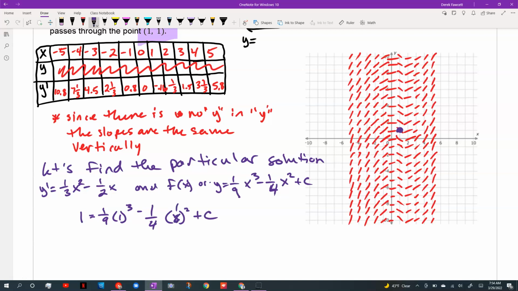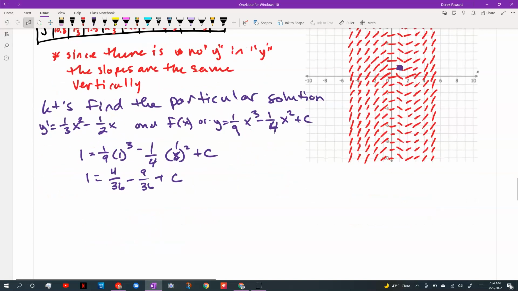When we go through and do that, you would get 1 is equal to, in order to add these together, 4 over 36 minus 9 over 36. And then you would end up getting negative 5 over 36. Add that over, and you would get 1 and 5/36. And for this case, since we're going to graph it, I'm going to change this to 41 over 36.